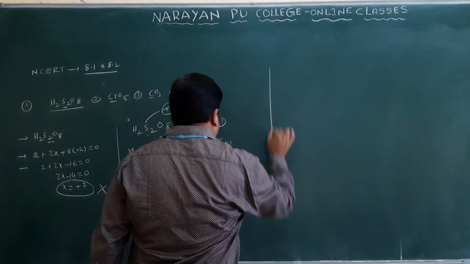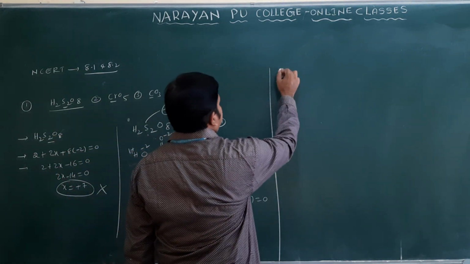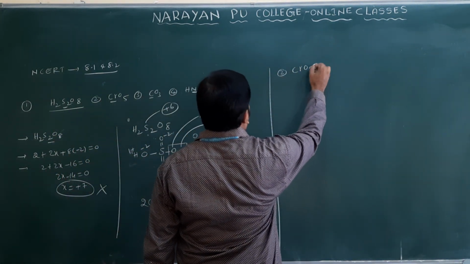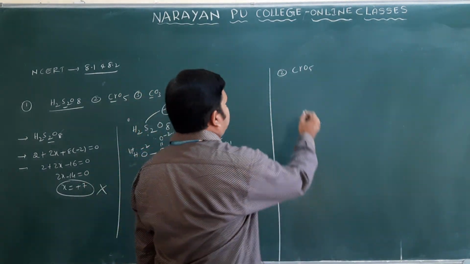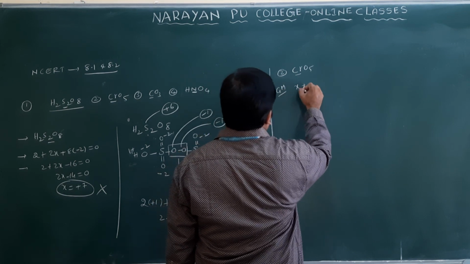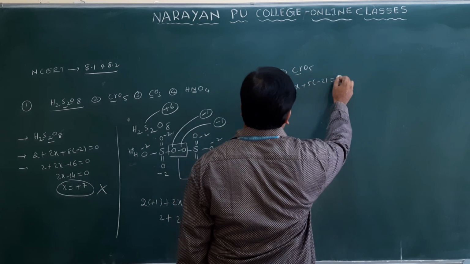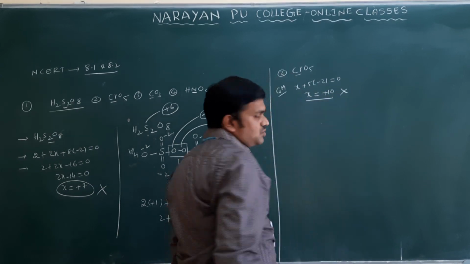Okay. Next example we have is CrO5. First go through the normal method. Applying the general method, x plus 5 into -2 equal to 0, so x equals +10, but that does not exist.